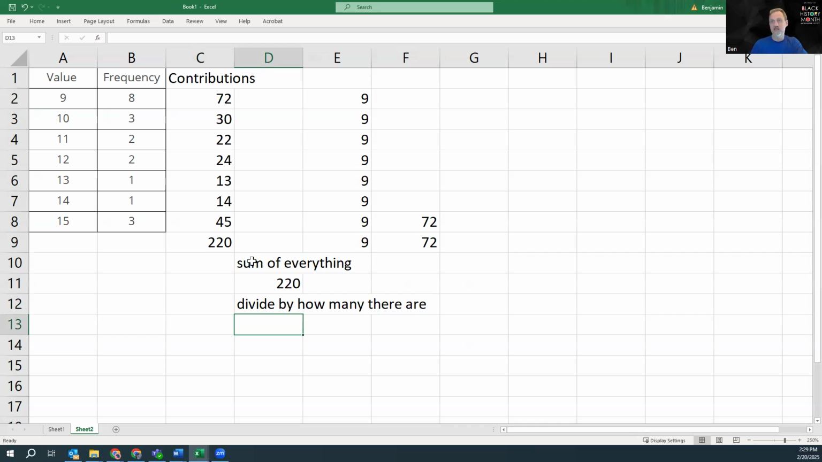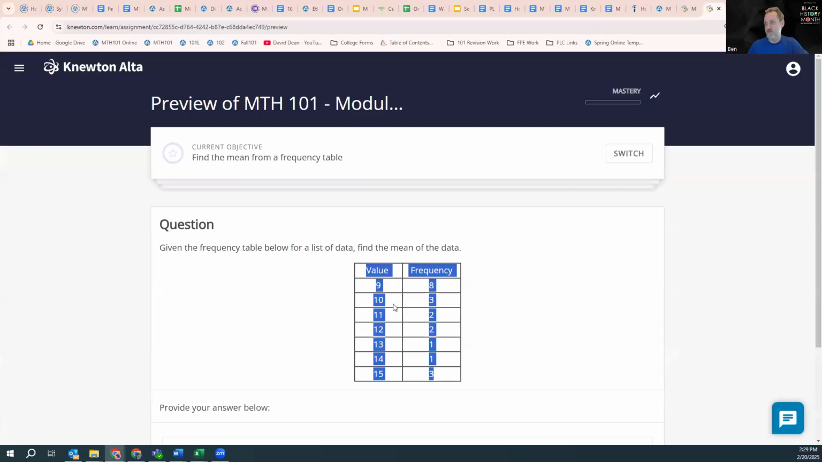And that's contained in the table as well, because if I look at the sum of the frequency table, that gives me how many I have. So there's 20 of those. So I do 220 divided by 20, and I've got 11. And I'm going to pop that in and see if I get positive feedback.